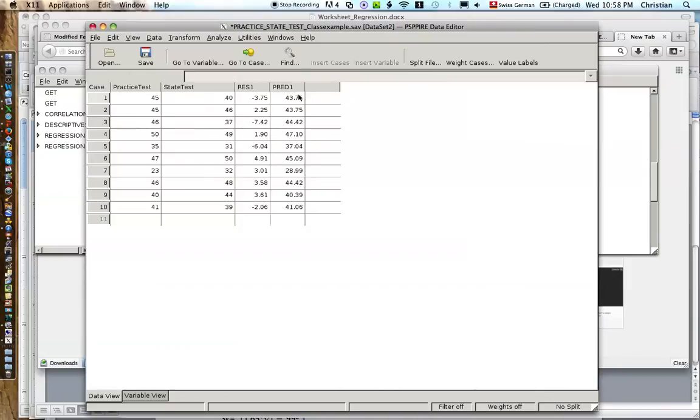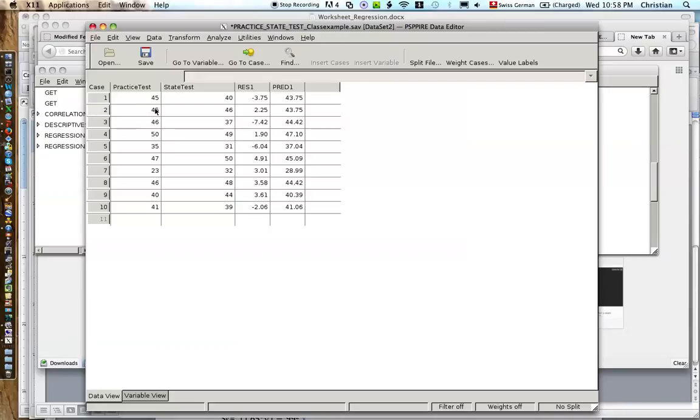So you see here we have two columns that were added. Predict 1 is the predicted score, and residual 1 is the difference between the actual score and the predicted score. So the first person had a score of 45 in the practice test. Based on our regression, we predicted that this person would have a score of 43.75 on the state test. Now if we compare that to the actual score on the state test, it was 40. So 43.75 minus 40 is a difference of 3.75. So the person is 3.75 points lower than what we predicted.